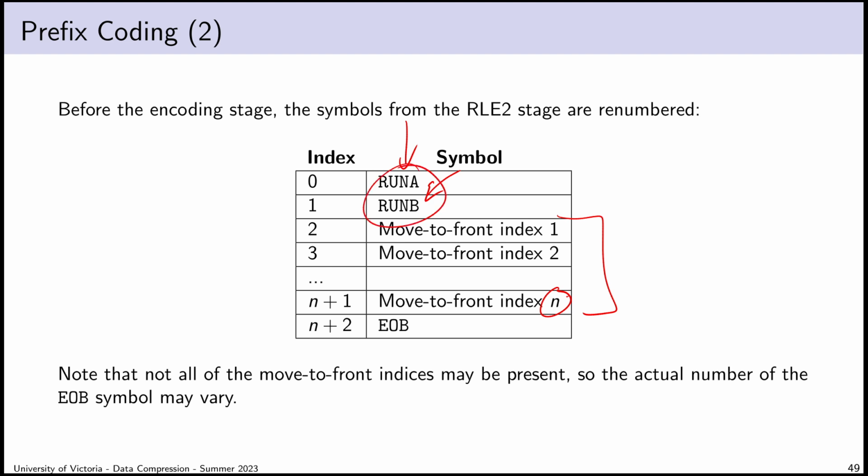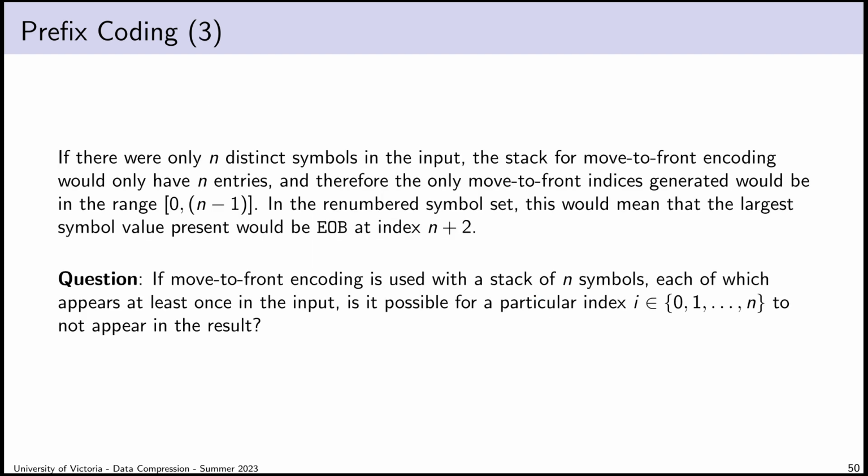And so we renumber the symbols to accommodate only those move-to-front indices that could occur based on the size of the stack when move-to-front began, followed by the end-of-block marker, which gets the next available index, which we don't actually know in advance because it depends on the size of the move-to-front stack. So if there were only n distinct symbols in the input, then the stack was initialized to only have n entries, so only these indices could have actually appeared. And that means that in our renumbered symbol set, we're removing all of those indices bigger than n minus 1 that would never have appeared.